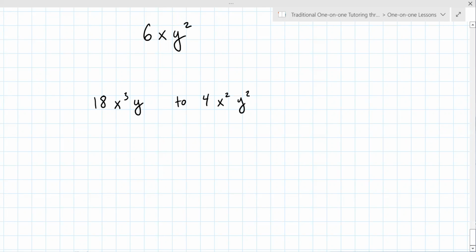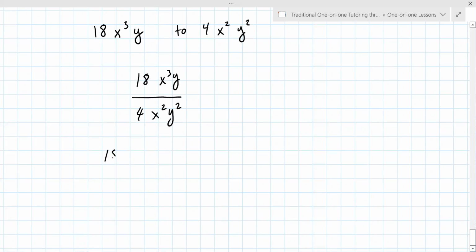I don't know why all these overwhelm me. 42x. So we're going to do 18x squared y, or cube, sorry, over the 4x squared y squared. Right? Yes. Okay. So then we're going to break up 18 over 4, and then we're going to do x times x times x over.